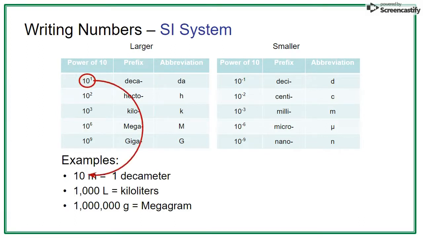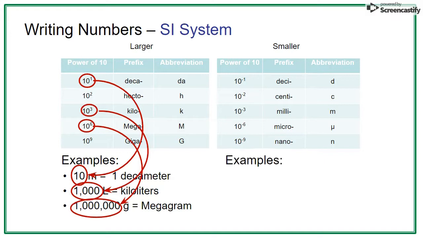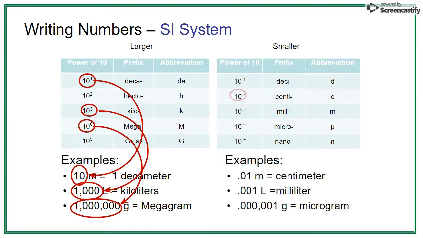For instance, 10 to the first is 10, 10 to the third is 1,000, and 10 to the sixth is 1,000,000. Similarly, 10 to the negative second is equivalent to 1/100th. 10 to the negative third is equivalent to 1,000th. And 10 to the negative sixth is equivalent to 1,000,000th. If you start with the number 1, the power of 10 can be interpreted as moving the decimal point right for positive exponents or left for negative exponents.